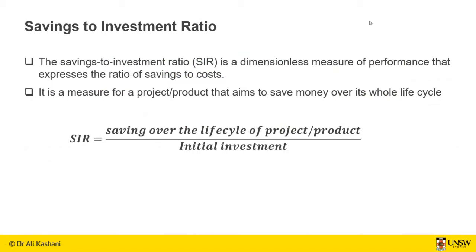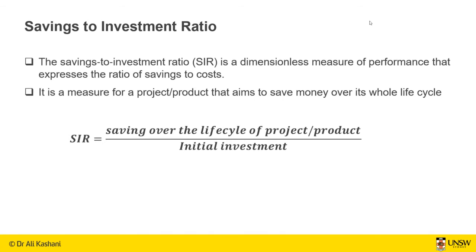The other financial tool that you can use in order to compare different projects is the savings to investment ratio. Savings means that after this project is finished, how much money you can earn, how much money you can save. So either earning or saving money compared to the initial investment.